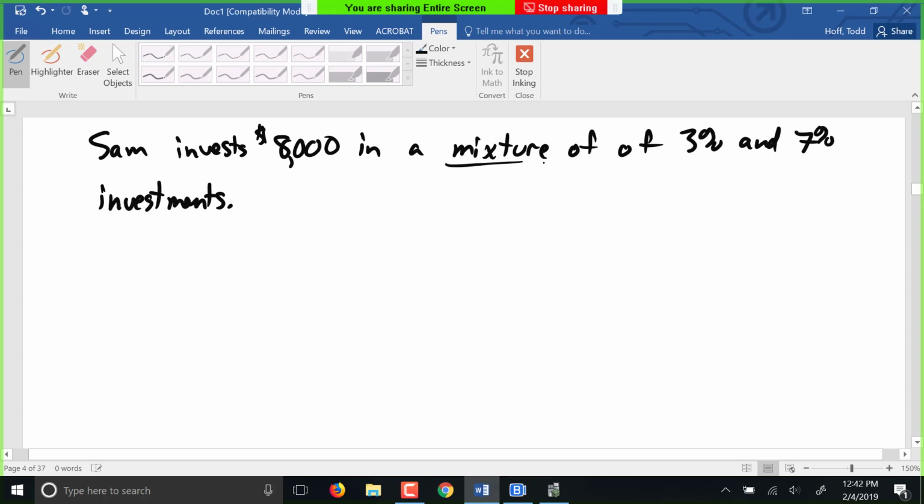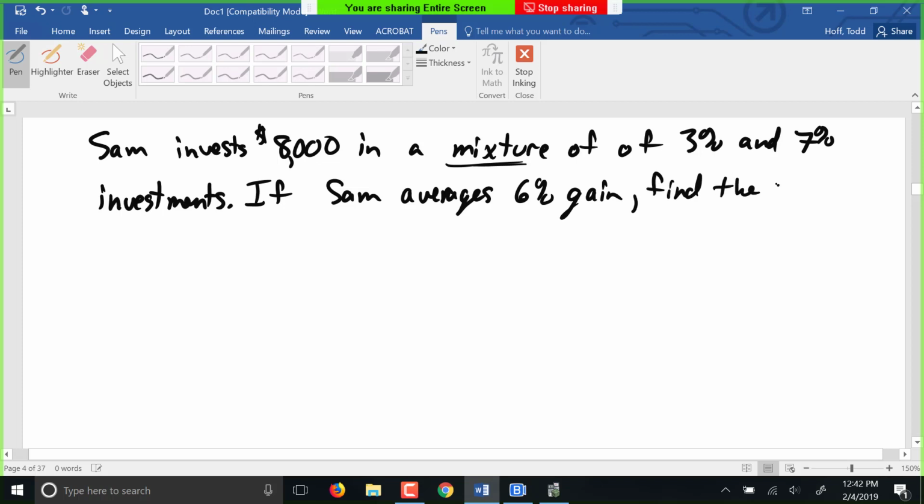I intentionally use the word mixture here because it is just like the other mixture problems. It's the same concept. If Sam averages 6% gain, find the amount invested in each.